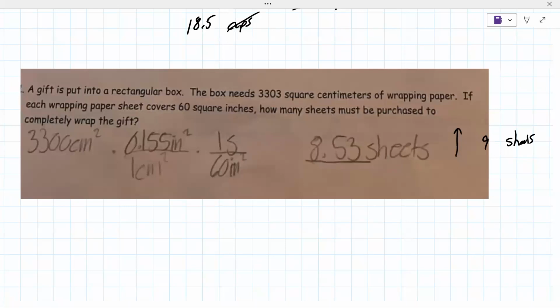Any thoughts on those before we proceed to the next page? Nope, I think I'm pretty good on those. Okay, 52.